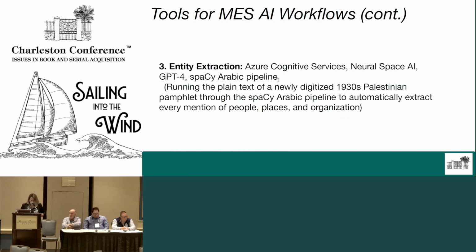The third step involves entity extraction. Run entity extraction in GPT-4, spaCy Arabic, which is a free open source library for NLP in Python, or Azure Cognitive Services, or Neural Space AI. A librarian can move the raw text of a newly digitized 1930s Palestinian pamphlet through the spaCy Arabic pipeline to automatically extract every mention of people, places, and organizations.